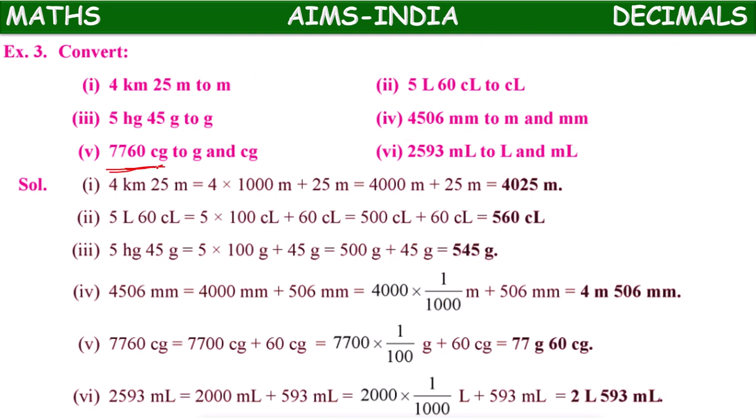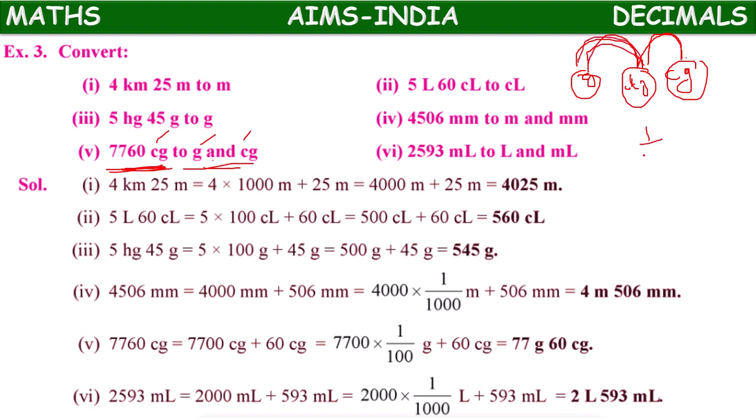For this question, 7760 centigram to gram and centigram. So centigram to gram. Centigram, before that decigram, before that gram. Means for moving from centigram to gram, we have to jump 2 jumps. Means we have to divide by 100. As we have to divide by 100, let's separate the 100's value from this.